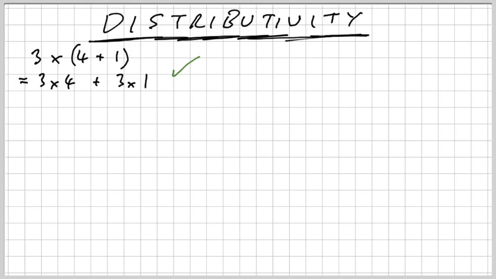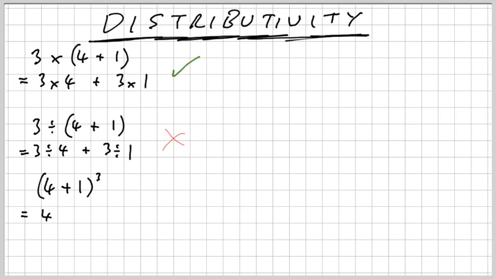Let's try it with other operations. Is 3 divided by 4 plus 1 the same as 3 divided by 4 plus 3 divided by 1? Quick mental calculation, you'll find that that's nonsense, clearly not true. What about raising to the power 3? 4 plus 1 cubed. Is that the same as 4 cubed plus 1 cubed? No, that doesn't seem to work either.